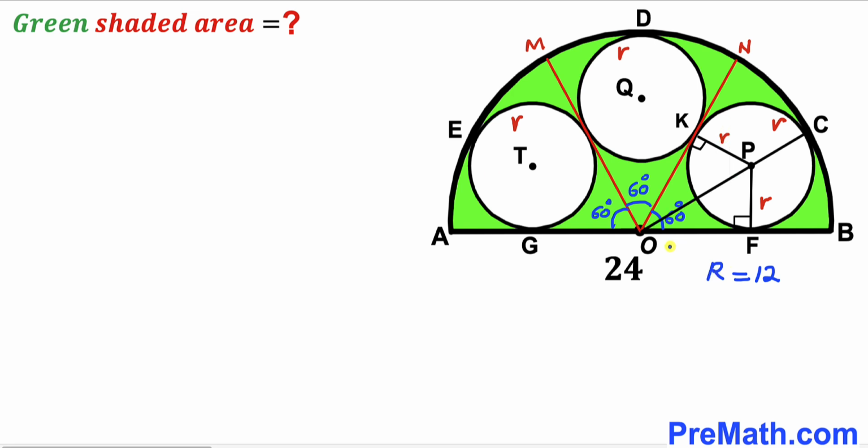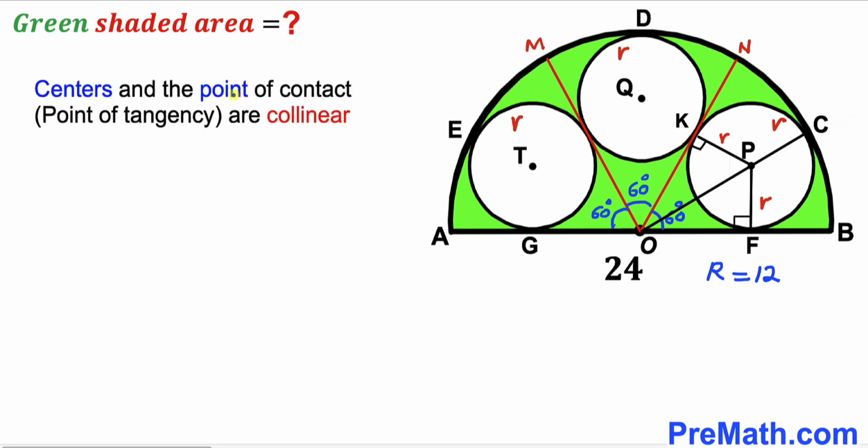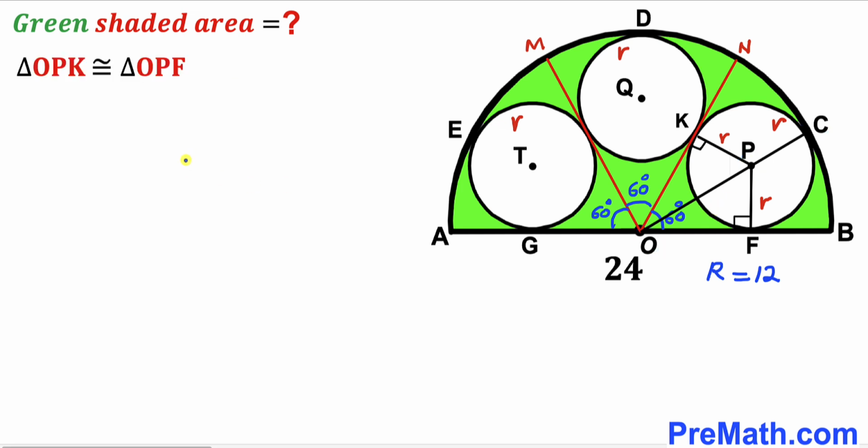In this next step, I have connected this center O with this point of tangency C. Let's recall this crucial fact: the centers and the points of tangency are collinear. So no wonder these points O, P and C lie on the very same line.